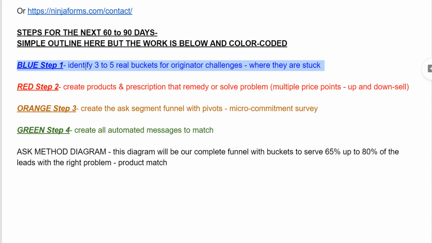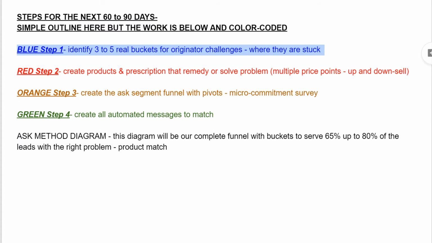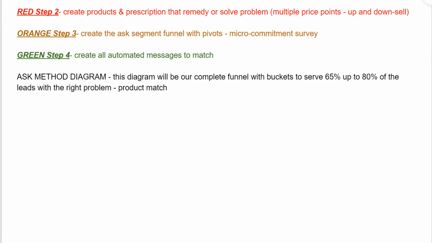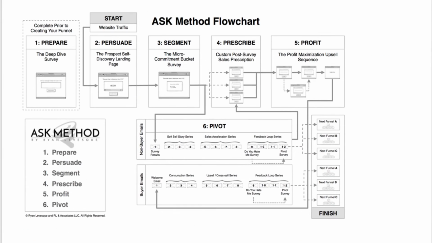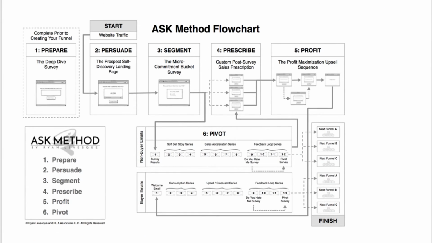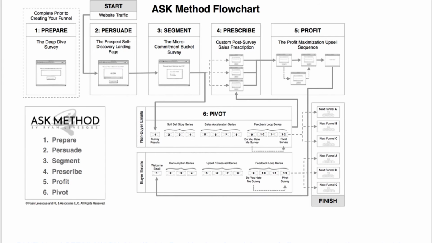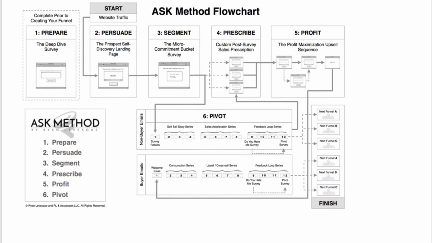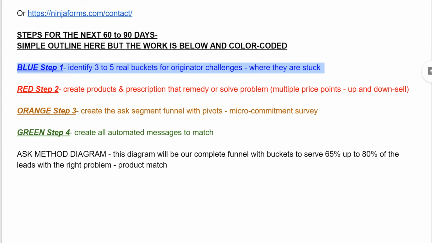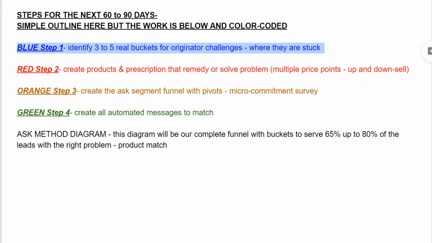So blue step number 1 is to identify the 3 to 5 real buckets that originators have based on where they're stuck. And obviously we're starting with the MDO pyramid. And here's the Ask method that we'll use, the flow chart that will help us to fully automate all of our sales process. This is incredibly powerful because there's a pivot in here, and I'll get to that later. But let me not get distracted here. The blue step is 3 to 5 real buckets for originators where they're stuck.